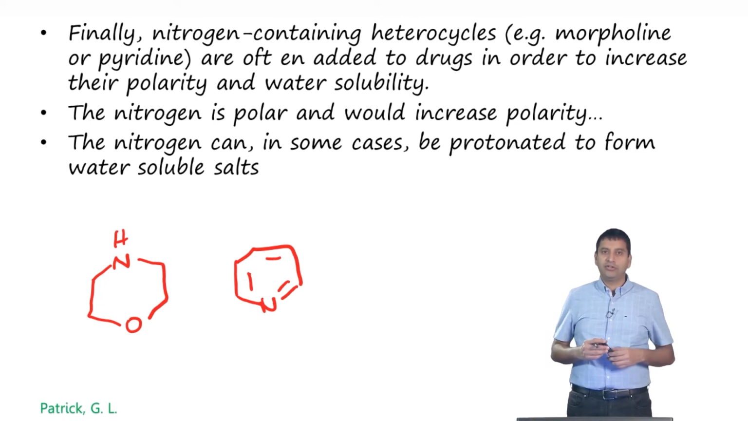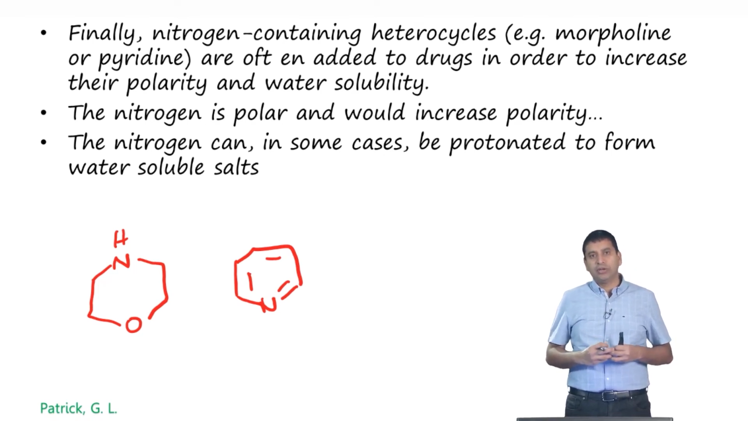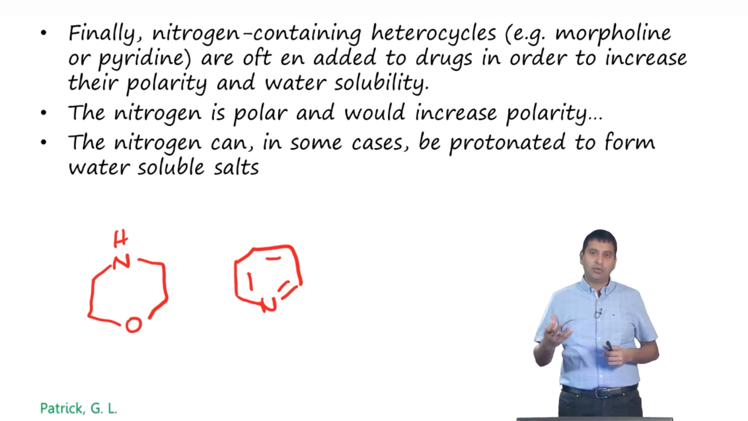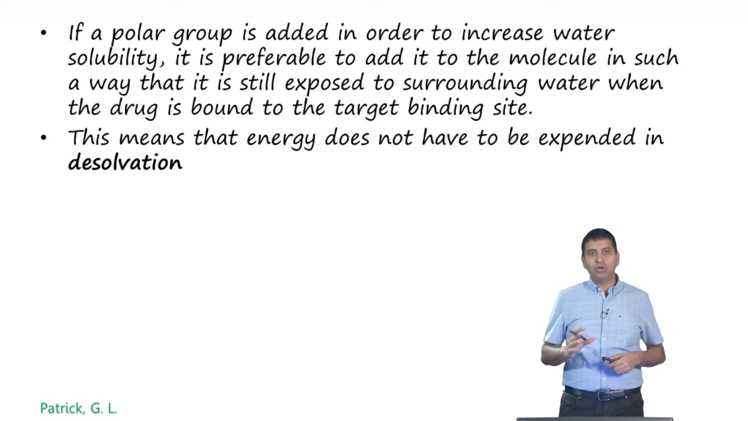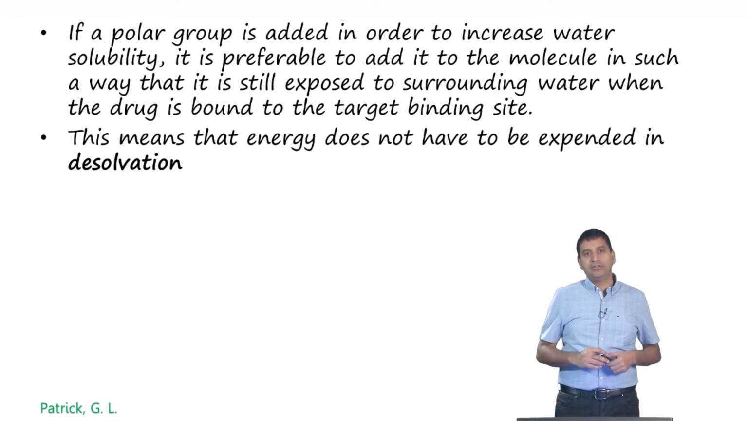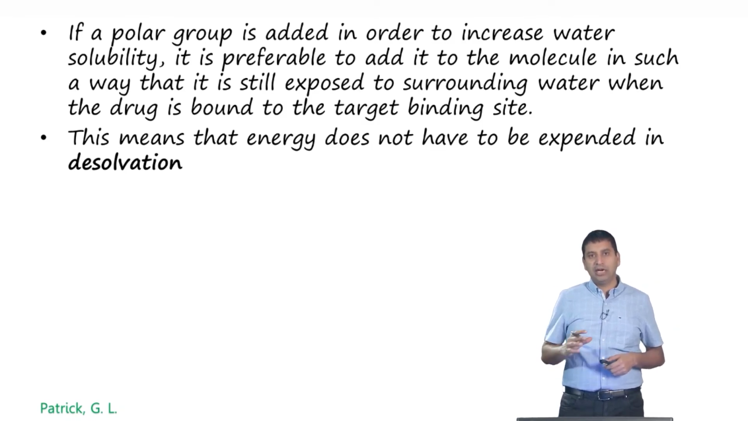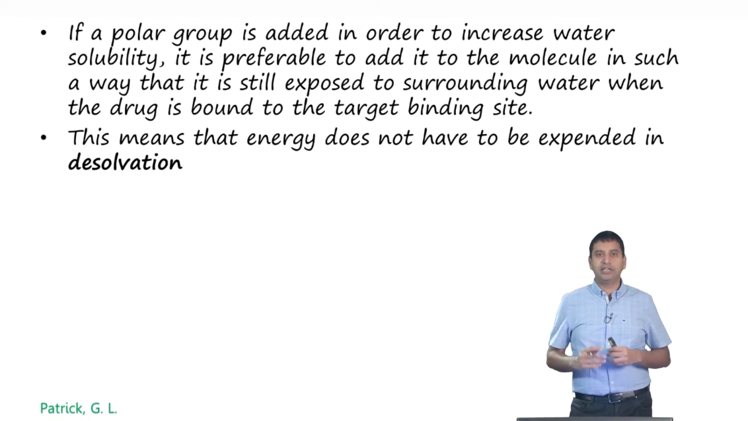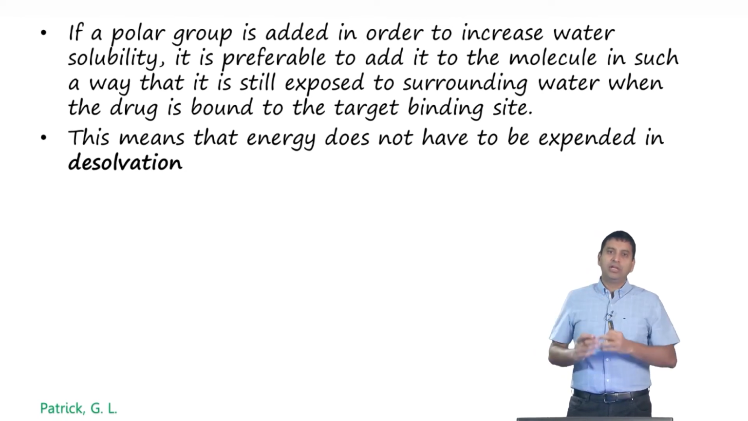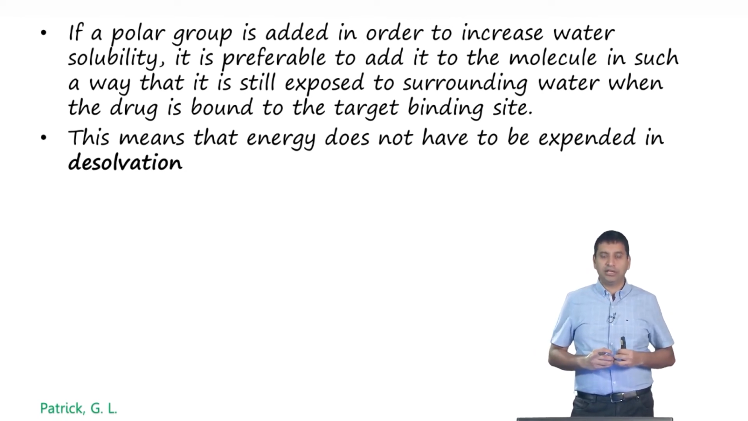Morpholine is the structure shown, which has an oxygen and a nitrogen in the ring, and this greatly increases the polarity. Because nitrogen is polar, you increase the polarity, but nitrogen can also be protonated and it will form a water soluble salt. If a polar group is added in order to increase the water solubility, it is preferable to add it to the molecule in such a way that it is still exposed to the surrounding water when the drug is bound to the target. What this means is that energy does not have to be expended in desolvation.